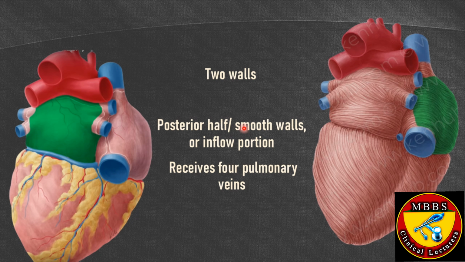Posterior half or smooth wall or inflow portion. The posterior part of the left atrium is also called the posterior half, smooth wall, or inflow portion. Inflow portion because it is getting blood flow from the outside. So it is an inflow portion of sorts. It receives four pulmonary veins, two superior and two inferior, on the right and left sides both.